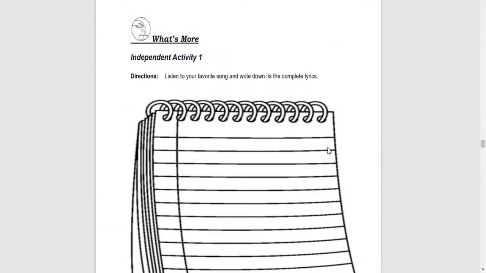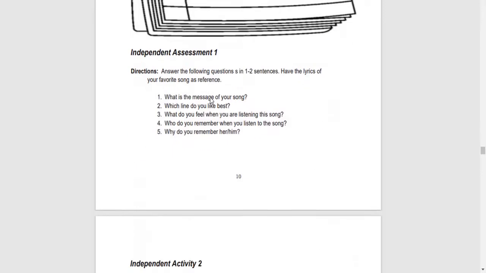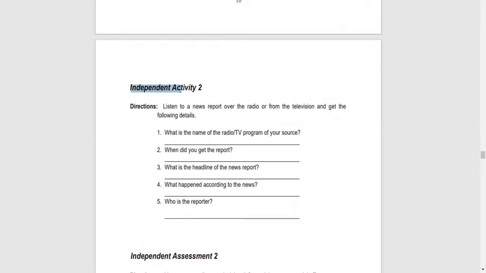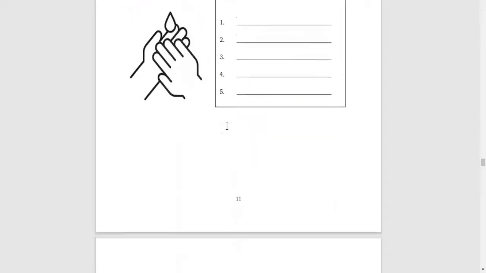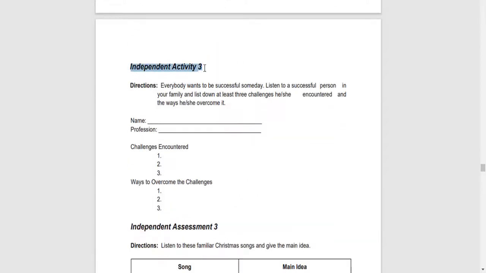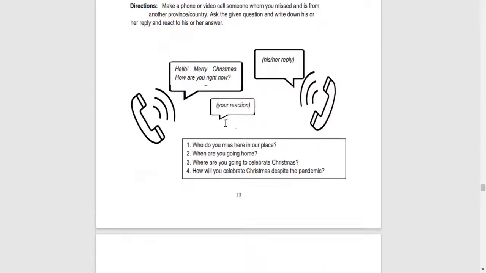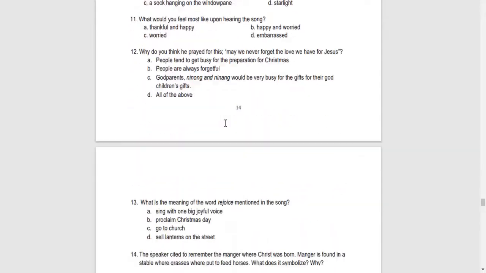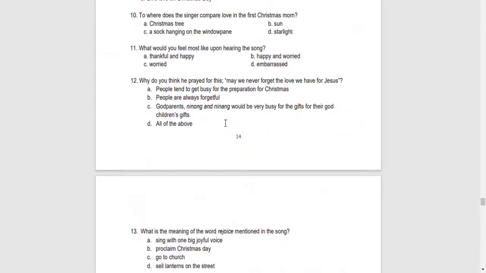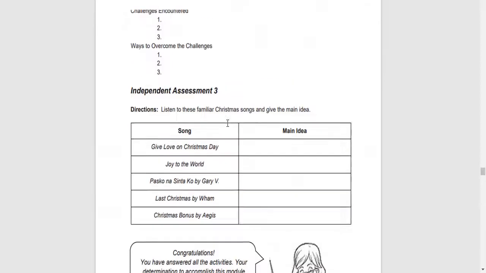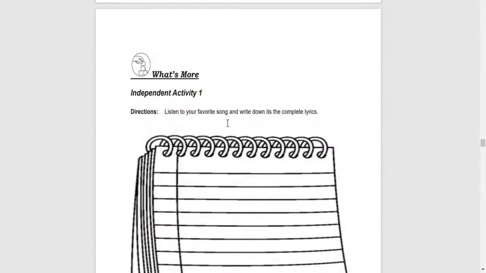And in this particular day, you will be doing all the activity. Remember, all the activity. So try to do independent activity 1, then independent activity 2, then independent activity 3, and the last one is the assessment. So we have a 15-item assessment. Okay, so let us go back to independent activity 1.